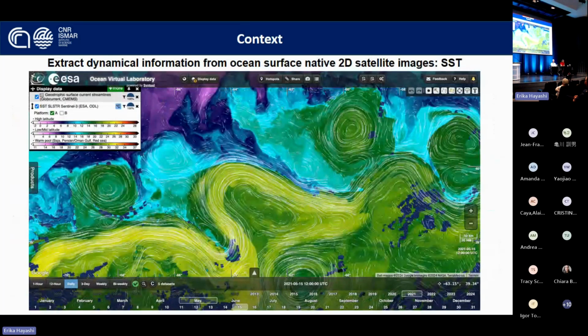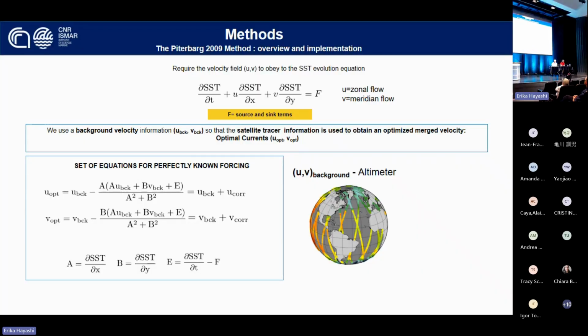So SST is an ocean surface tracer that contains lots of information on the ocean dynamics. Here you see lots of meanders, eddies at mesoscale and submesoscale in the North Atlantic. You see superimposed the geostrophic surface currents, which are quite in agreement with the SST field, although the SST is somehow richer in terms of dynamical signatures. So we wish to extract dynamical information from this type of fields and bring it back into the altimeter estimates.